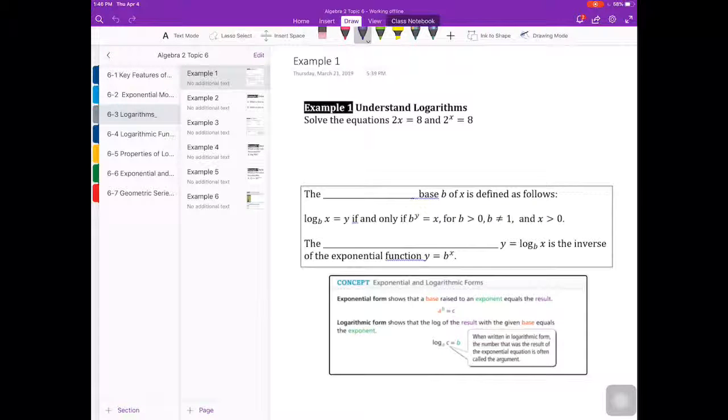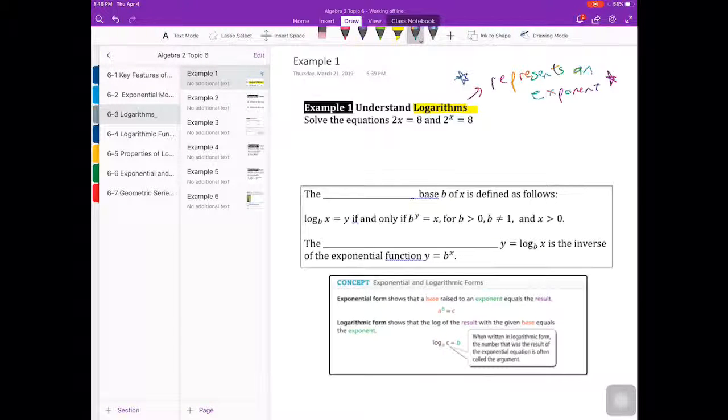Now, a logarithm is a new vocabulary word. Logarithms are basically ways to express an exponent. So, a logarithm actually represents an exponent. So, you kind of have to think about this in those terms. So let's talk about it.